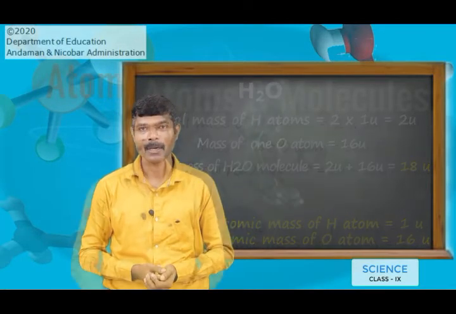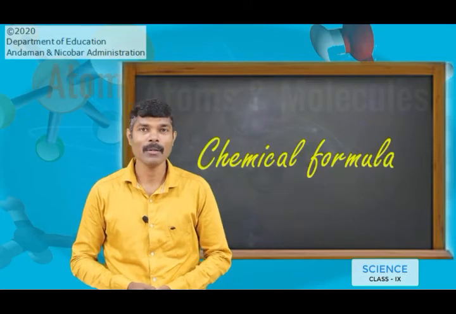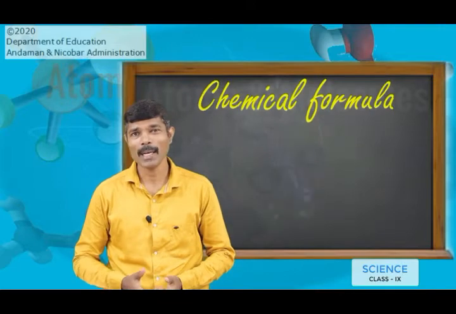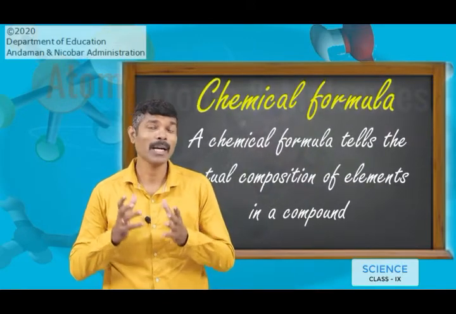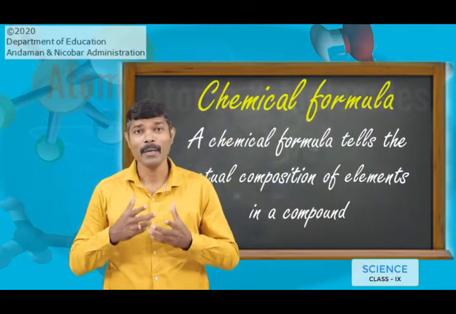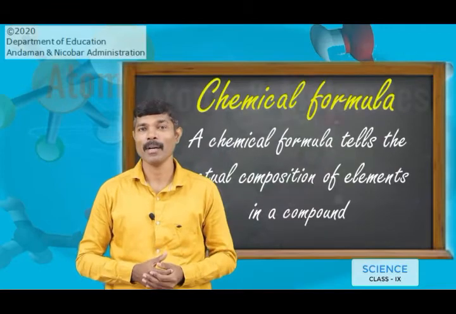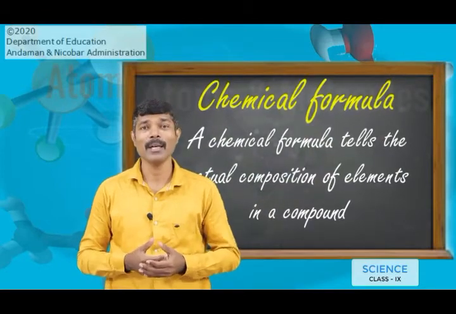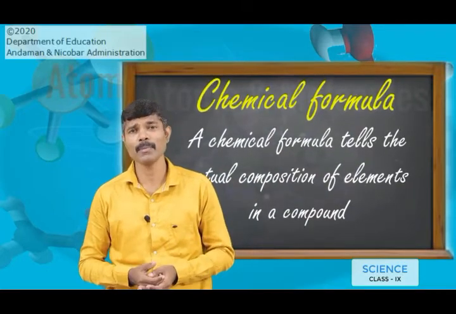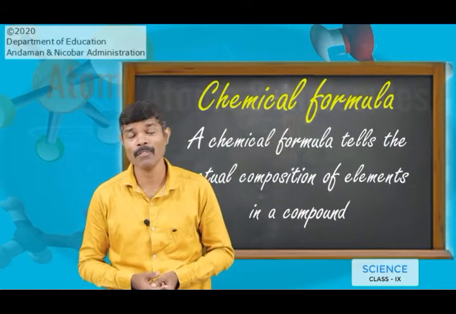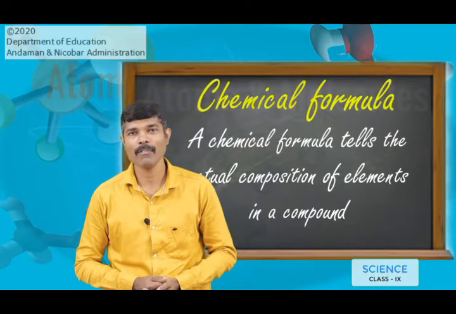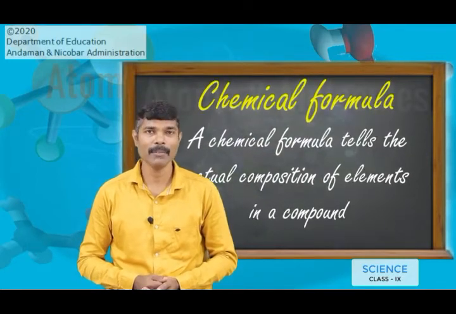Children, now we learn about chemical formula. What is a chemical formula? A chemical formula tells us the actual composition of elements present in a compound. So by the molecular formula of a compound, we can easily find out the type of atoms or the elements present in a compound, the total number of elements present in a compound and the ratio of the elements present in a compound. How a molecular formula of a compound is represented, about that we will learn.